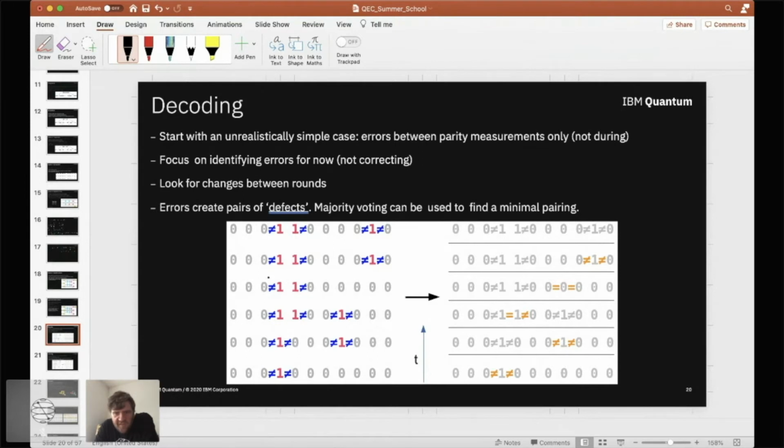So with this, we can figure out where the errors most likely happen. And this is a very simple example, but we don't really need an algorithm to do this. We can see it by eye, but nevertheless, well, there you go.